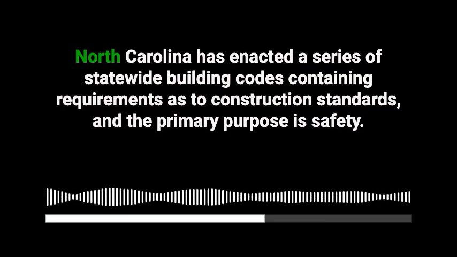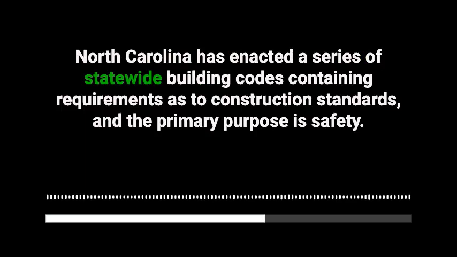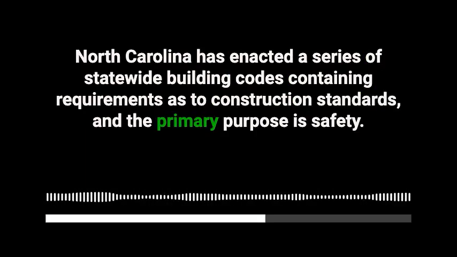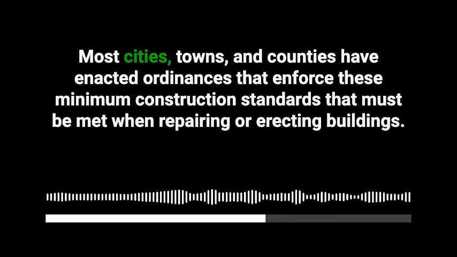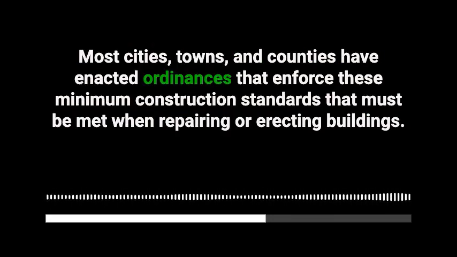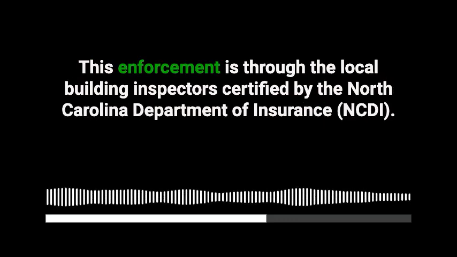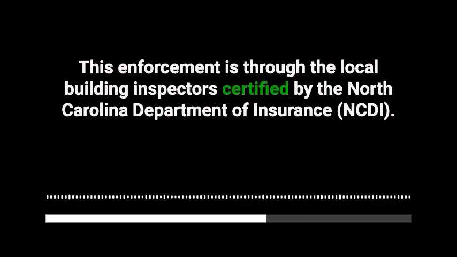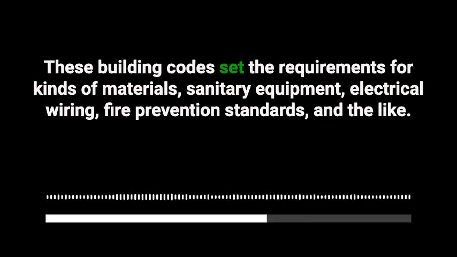Building codes. North Carolina has enacted a series of statewide building codes containing requirements as to construction standards, and the primary purpose is safety. Most cities, towns, and counties have enacted ordinances that enforce these minimum construction standards that must be met when repairing or erecting buildings. This enforcement is through the local building inspectors certified by the North Carolina Department of Insurance. These building codes set the requirements for kinds of materials, sanitary equipment, electrical wiring, fire prevention standards, and the like.